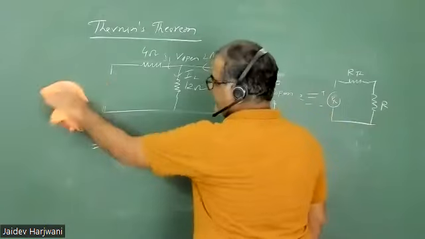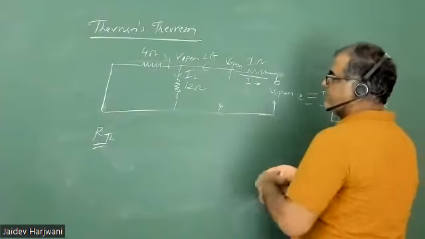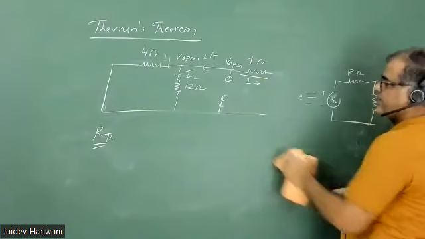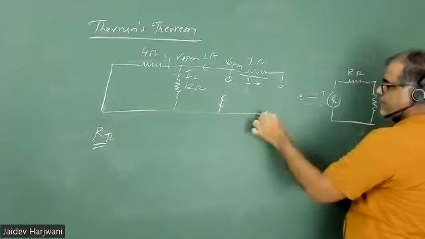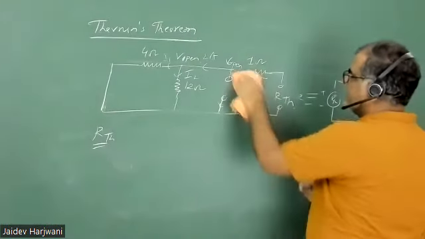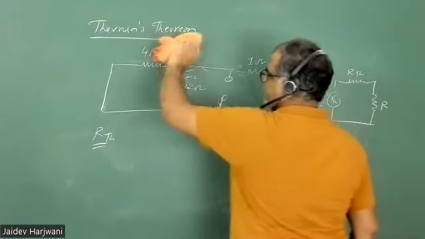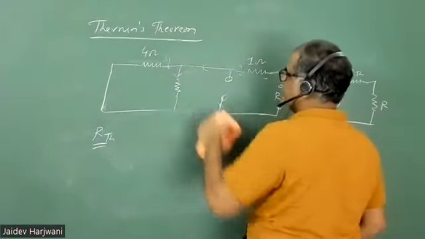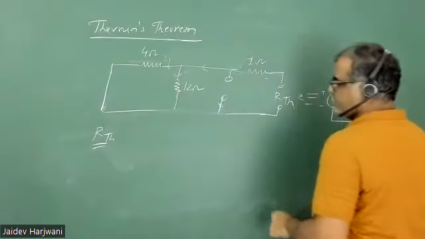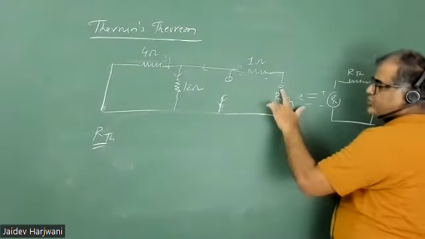So deactivation means voltage is short circuited, and current source is open circuited. Okay, now you have to measure the RThevenin resistance here. You have to measure resistance here. That will be your RThevenin. Okay, so tell me what is the resistance RThevenin? So in order to measure resistance, what do you do? You assume here a source is there.